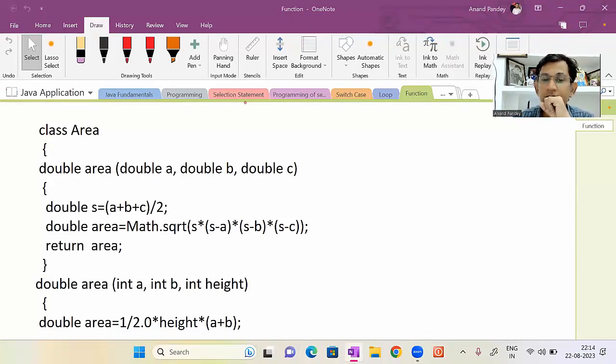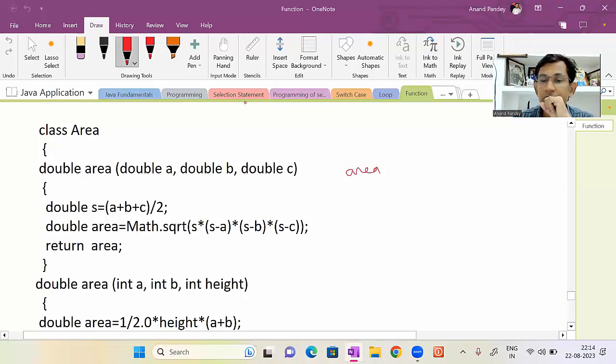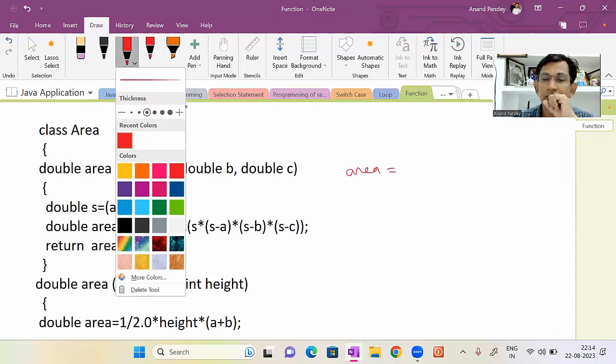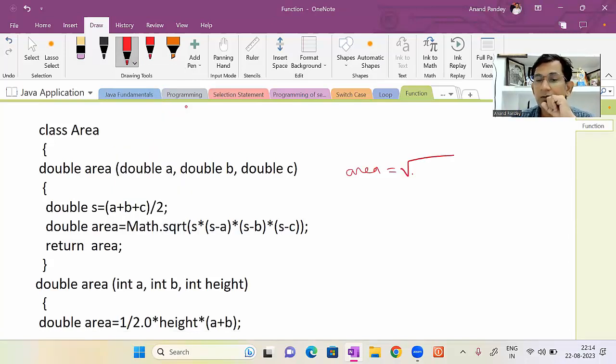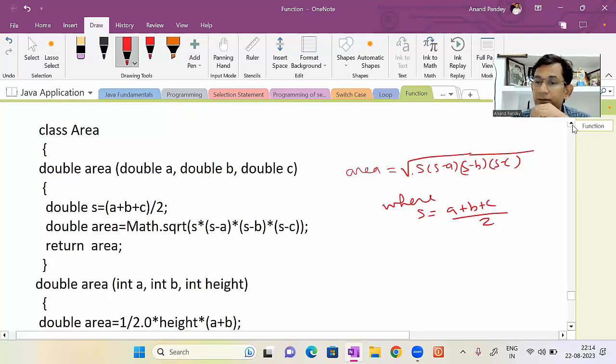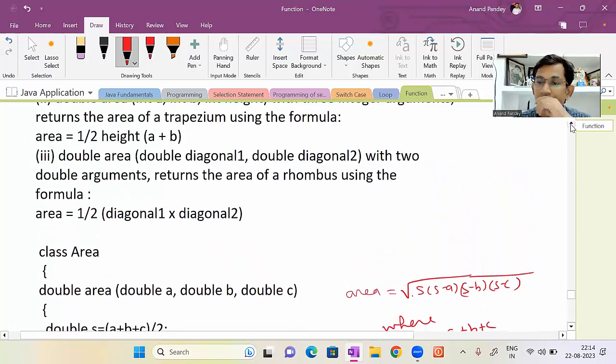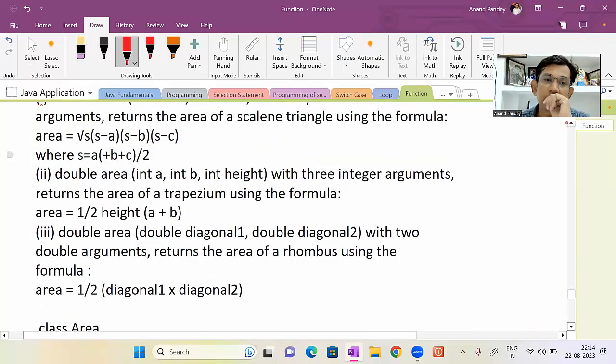Okay, the formula is what? Area equal to, it is given there. Area equal to under root S into S minus A into S minus B into S minus C. This formula is given there. And where S is what? S is A plus B plus C by 2. This is given in the question. I have shown you, again I am showing you. You see, area equal to under root S into S minus A into S minus B into S minus C.